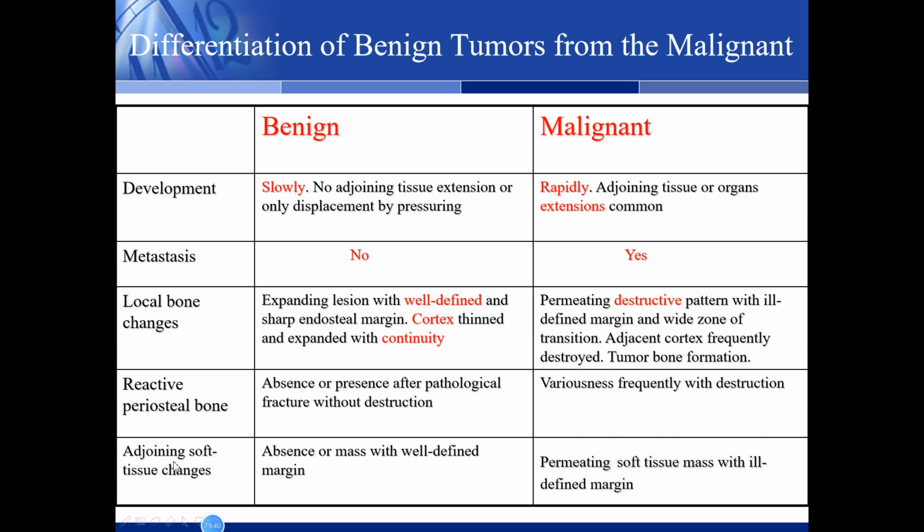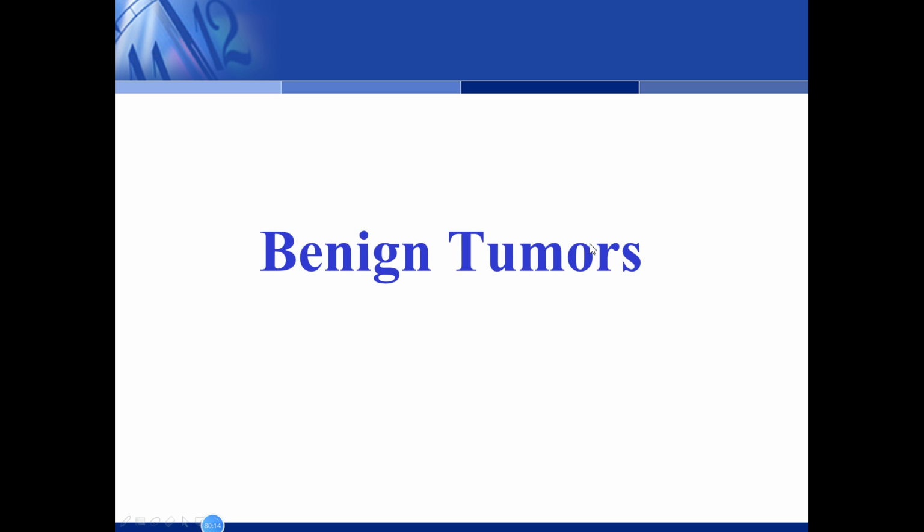And adjoining soft tissue changes. In the benign tumor, the soft tissue shows absence or a mass with well-defined margin. But in the malignant tumor, the soft tissue shows a permeative soft tissue mass with ill-defined margin. So this is the differentiation between the benign tumor and the malignant tumor. First, we will learn about the benign tumors.